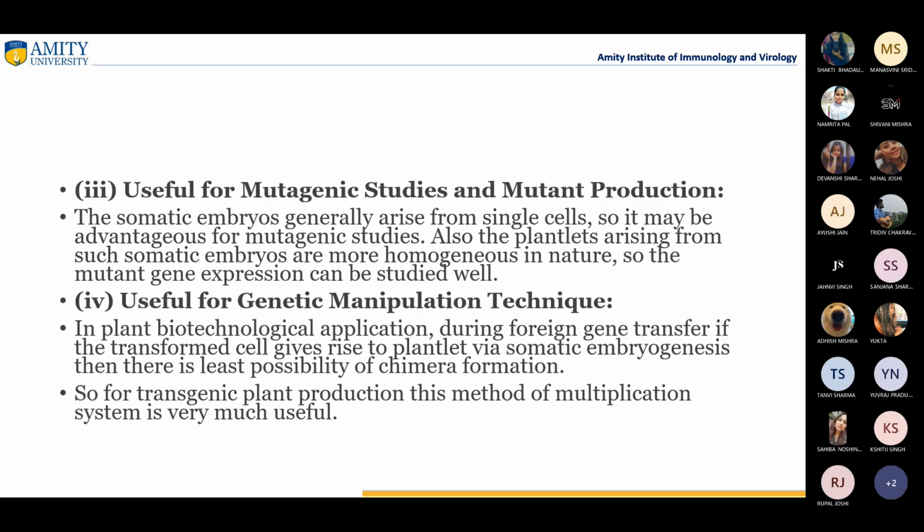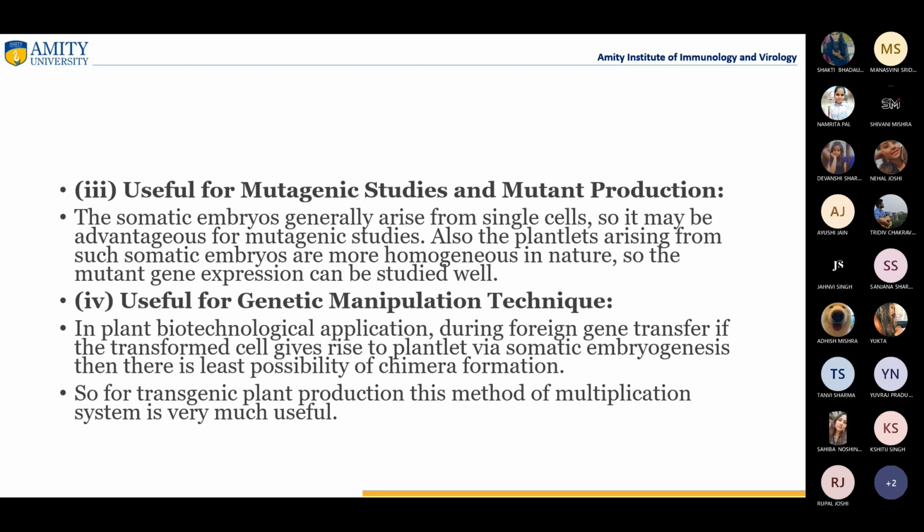Then useful for mutagenic studies and mutant production, right? So mutagenic studies are basically, see, if we want to study what are the impacts of certain mutations in the plant, how does it affect that? So those studies can be done here, because somatic embryos generally arise from a single cell. So it is advantageous for mutagenic study. Also the plantlets which arise from somatic embryos are homogeneous, similar honge, right?